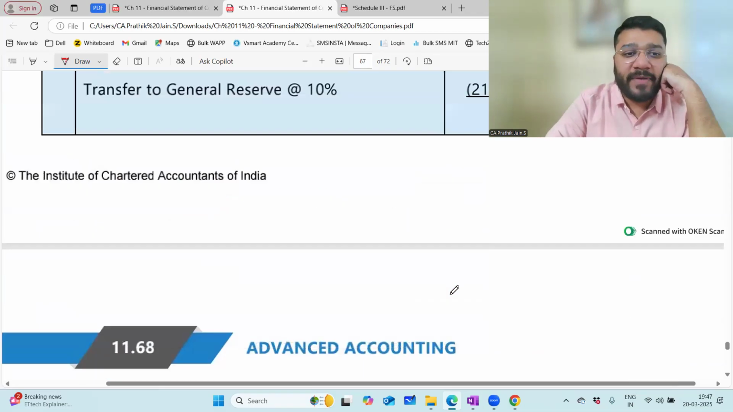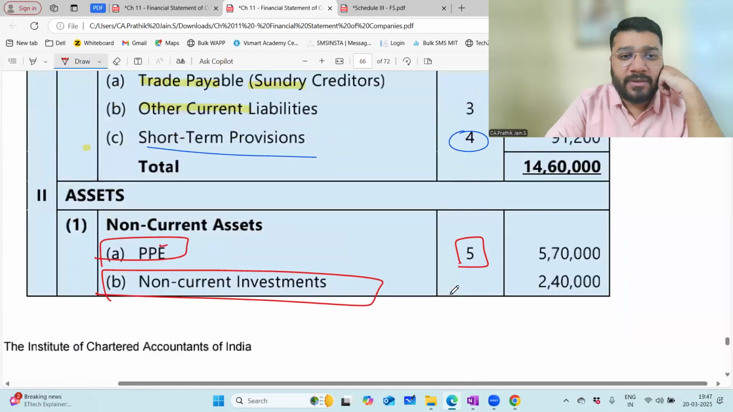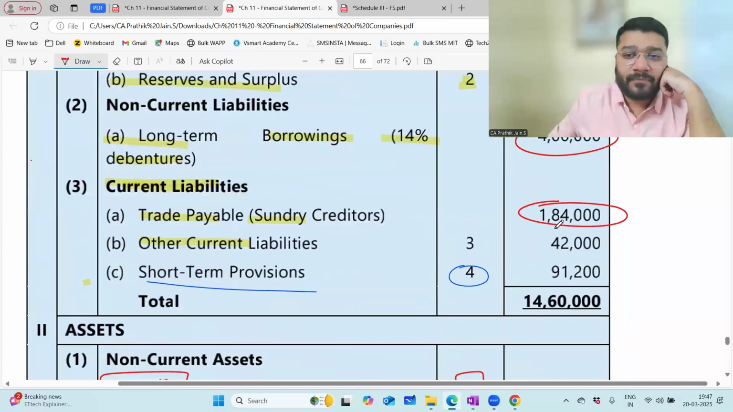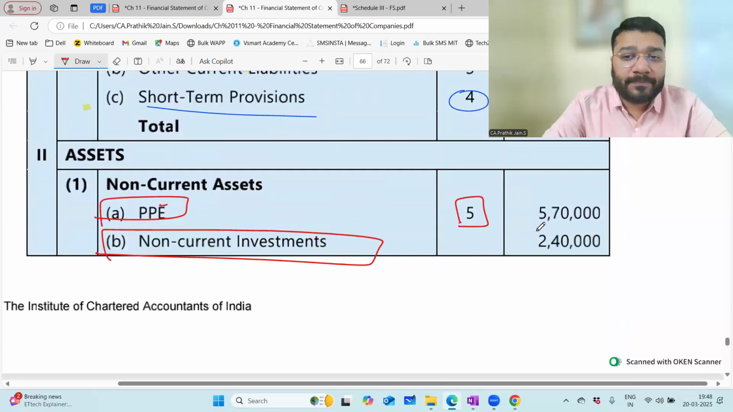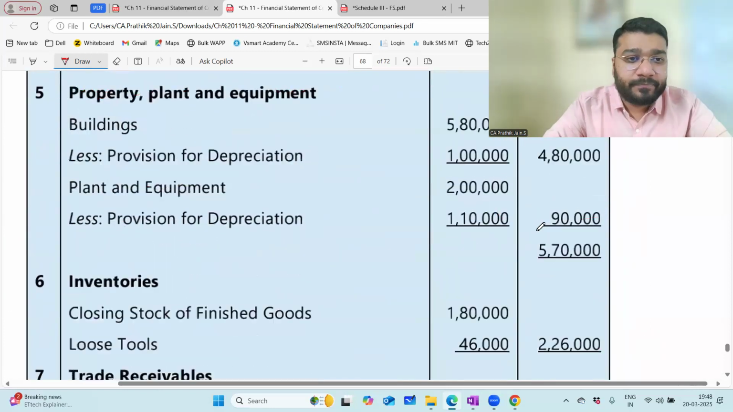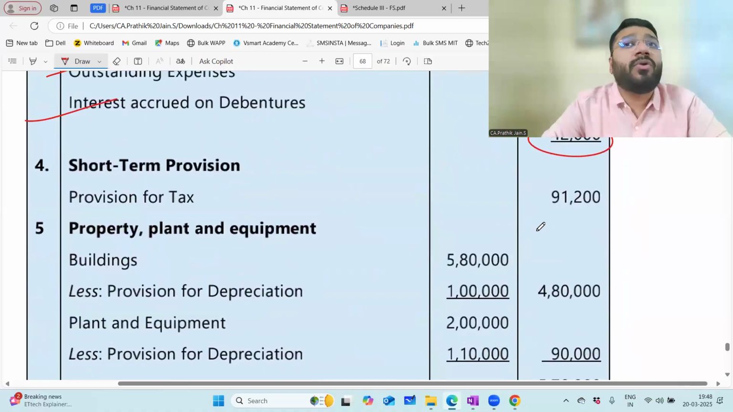42,000. Please go to the face of balance sheet and write 42,000 here. Short-term provision, note number 4. We can't do it now. We have to wait for the tax amount, I mean, profit amount.